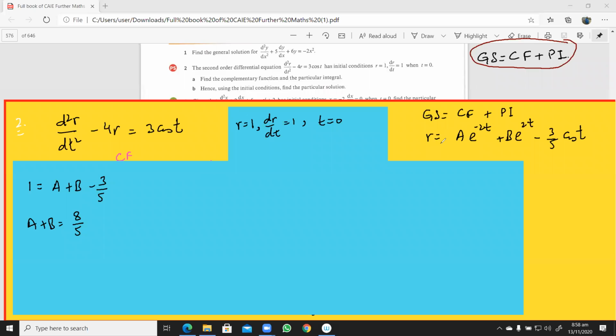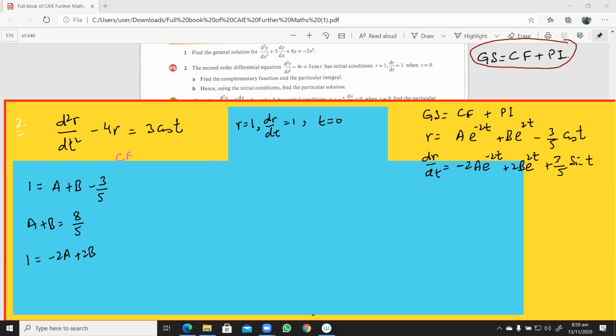Now let's differentiate this so that we have dr by dt. This dr by dt would be minus 2a e raised to power minus 2t plus 2b e raised to power 2t plus 3 over 5 sine t. Now we can put dr by dt as 1 and t as 0. So we have the second relation, that is 1 is equal to minus 2a plus 2b, and we know that sine 0 is 0.